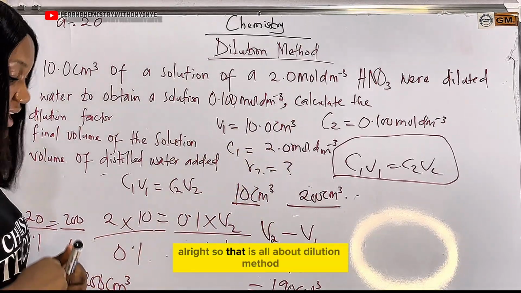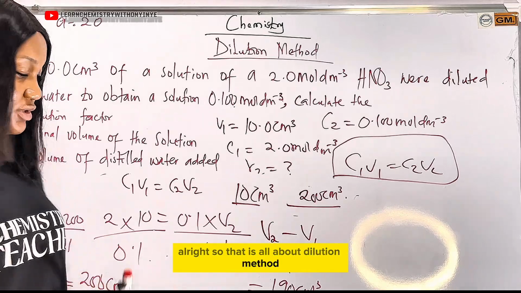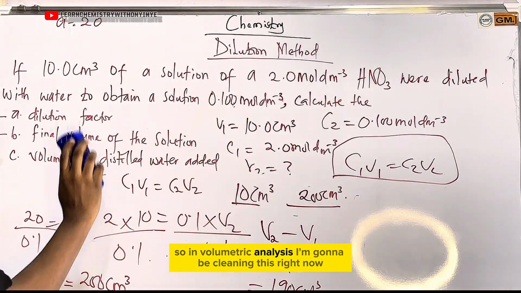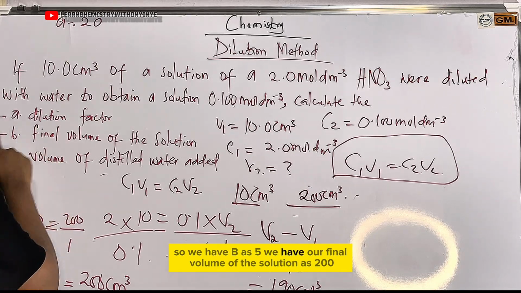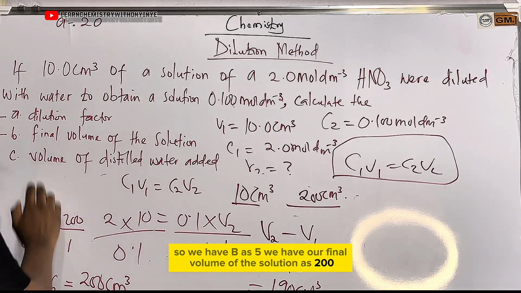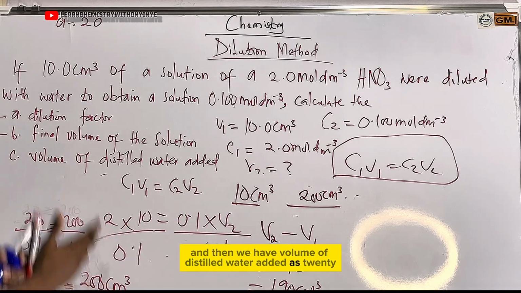All right, so that is all about the dilution method. So in volumetric analysis, I'm going to be cleaning this right now. So we have B, as we have our final volume of the solution as 200, and then we have volume of distilled water added as 20.